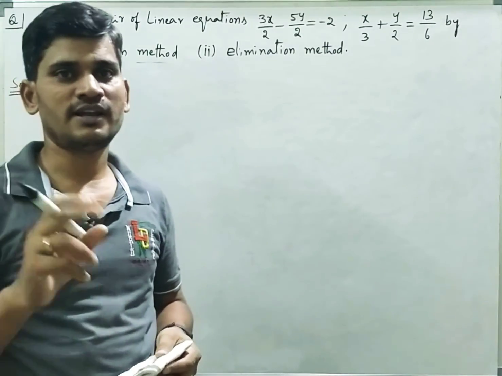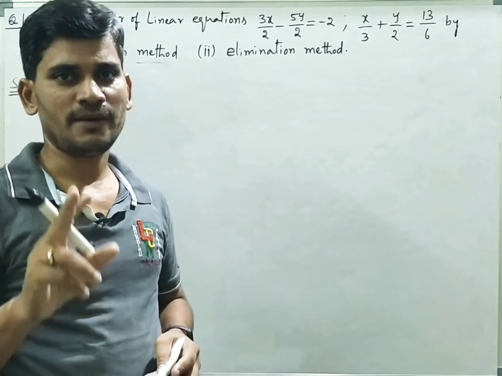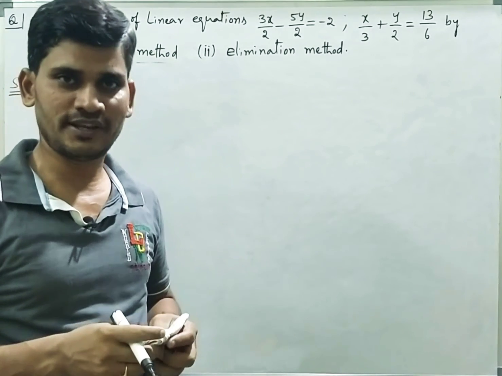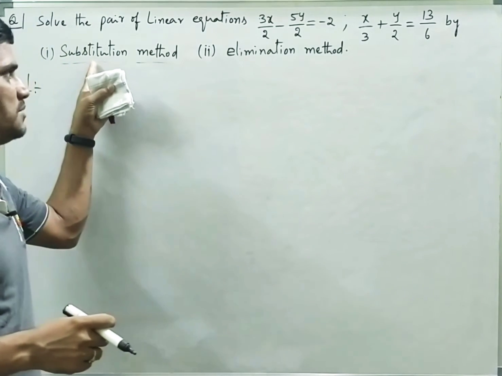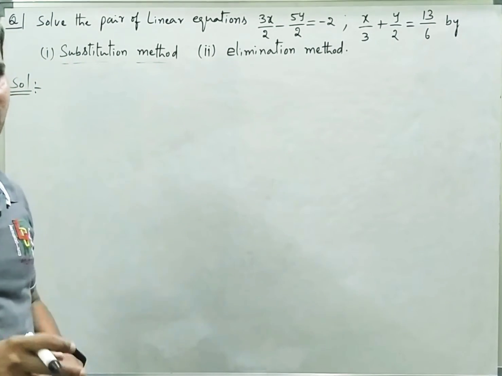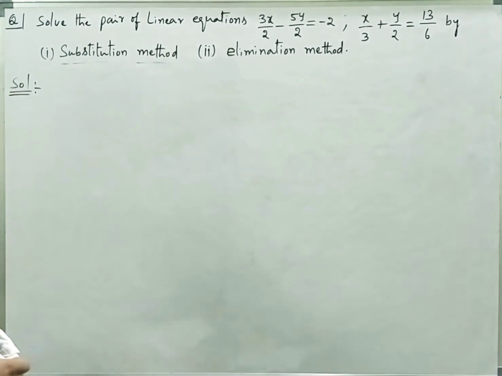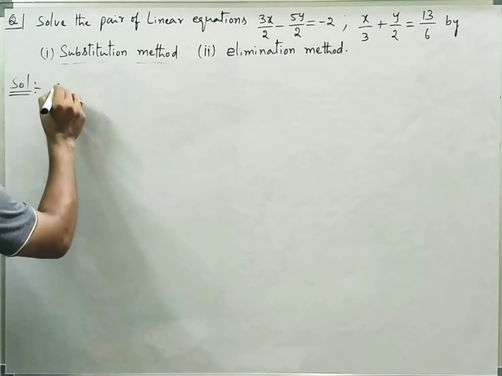Today I would like to discuss how to solve a pair of linear equations in two variables by algebraic methods, that is substitution method and elimination method. Let us see the question I have taken. Solve the pair of linear equations 3x/2 - 5y/2 = -2, and the next one, x/3 + y/2 = 13/6, by substitution method and elimination method. Number 1, substitution method.